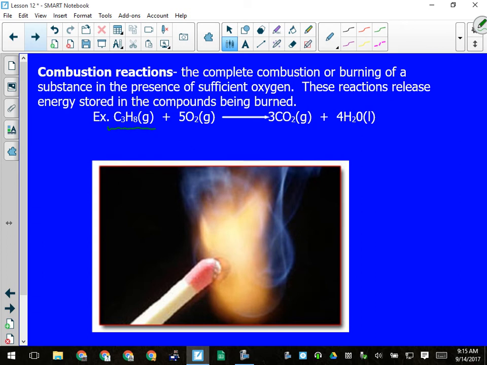Okay, propane gas reacting with oxygen gas, or burning in the presence of oxygen gas, producing carbon dioxide and water. Now, there are a couple of special rules to do with combustion reactions. The first rule is that the products are always carbon dioxide and water. If you see a hydrocarbon reacting with oxygen, the products are automatic: CO2 plus H2O.